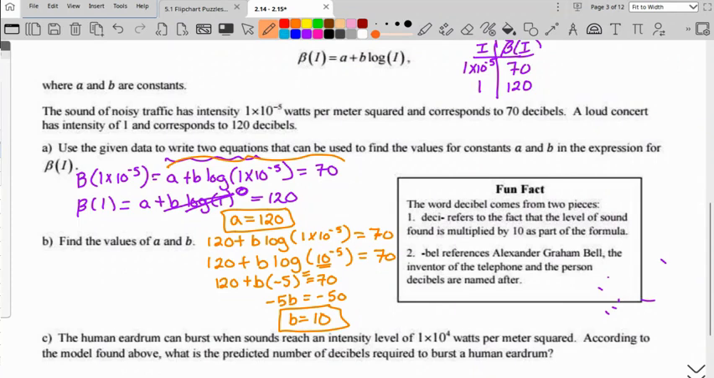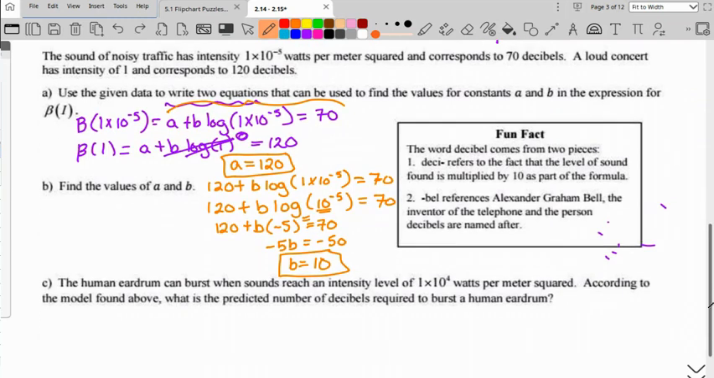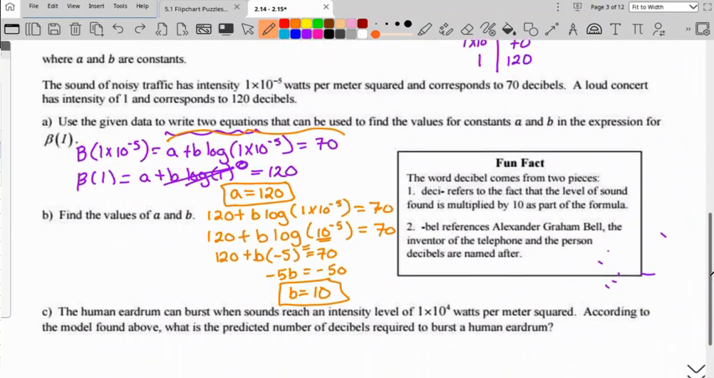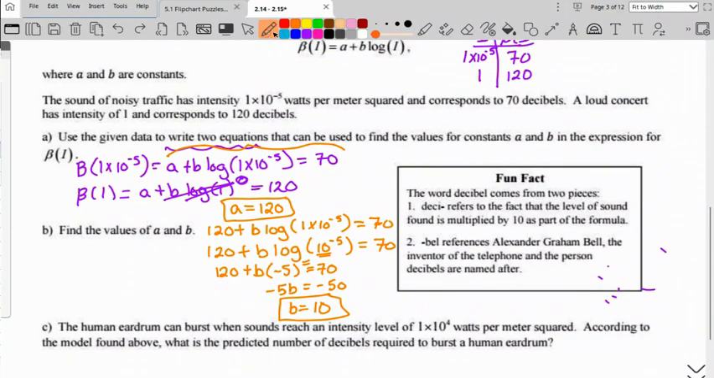So let's go ahead and put those together in an equation to help us with the next part. Okay, so we've got A and B, and I need my function model there. Okay, there's my function model right there. Let's go ahead and write it here at the top. So B of I, the decibels at a given intensity, is A, which we said is 120, plus B, which we said is 10, times the log of the intensity.